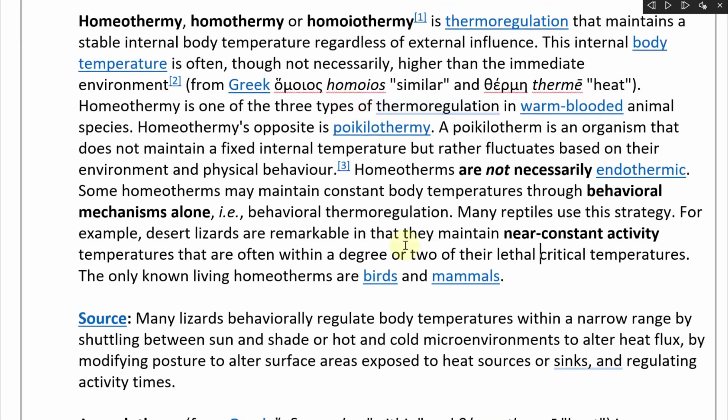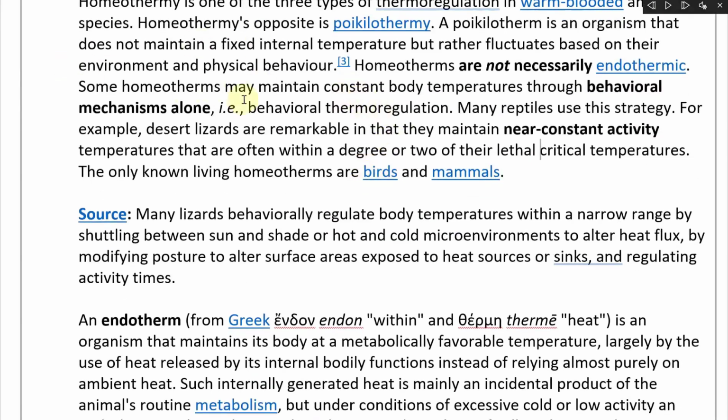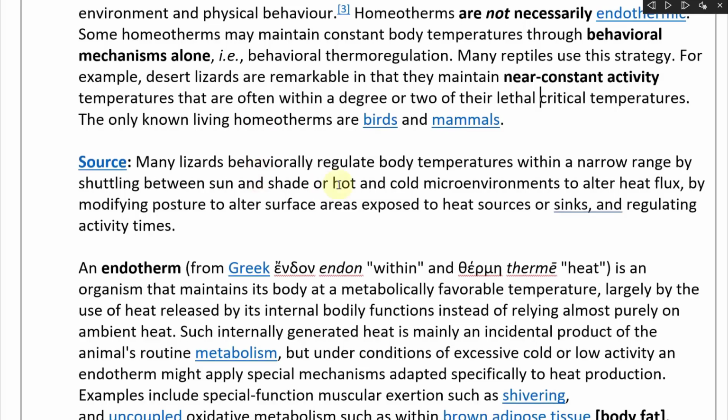So basically lizards can do this, and it's a homeotherm, but it's not necessarily endothermic, so it's not generating heat on its own. It's just moving itself and its body parts to get the proper temperature at all times, which is quite remarkable.